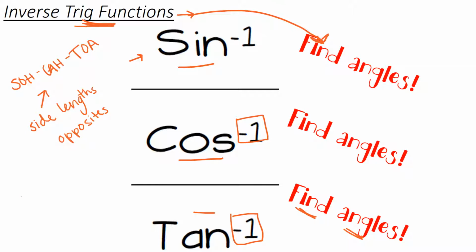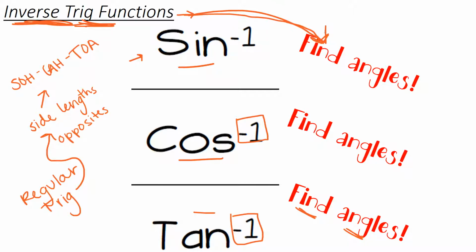We use regular trig when we're finding side lengths. We use inverse trig when we want to find angles. That might be something you want to memorize so that when we start these problems, it comes quickly to you. Regular trig is for side lengths, inverse trig is for angles.